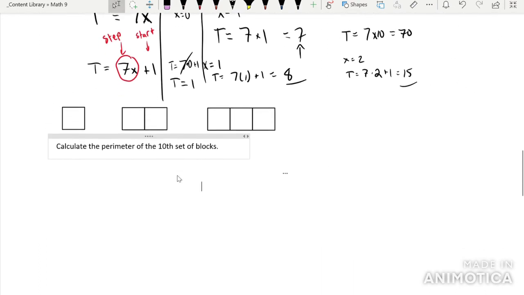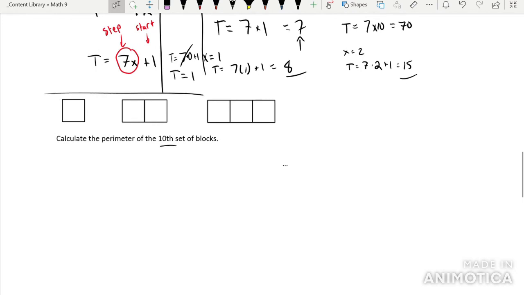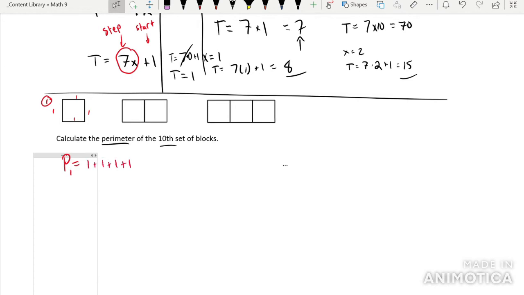They want to calculate the perimeter of the 10th set of blocks. So again, we have a pattern here. I could technically go 1, 2, 3, 4, and keep going this pattern so that there's 10. But I don't want to do that. So I'm going to look at how we calculate perimeter. I'm going to assume each of these sides is 1. And when we calculate perimeter, so I'll call this shape 1. So P, the perimeter of the first shape is 1 plus 1 plus 1 plus 1. Each of the sides is equal to 1, so this gives me a perimeter of 4.